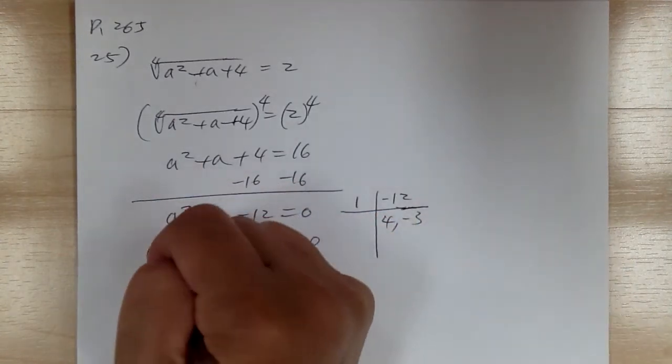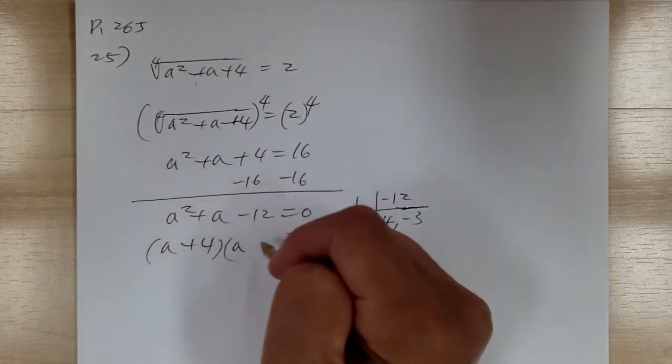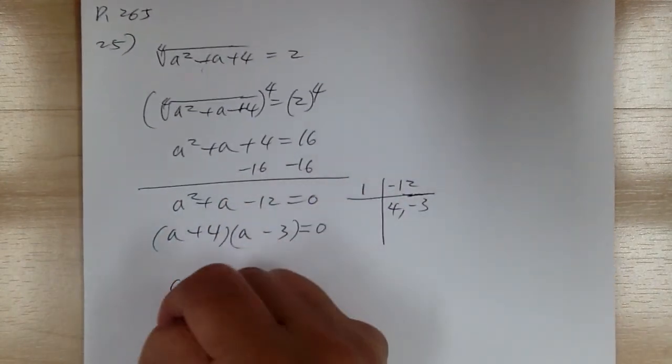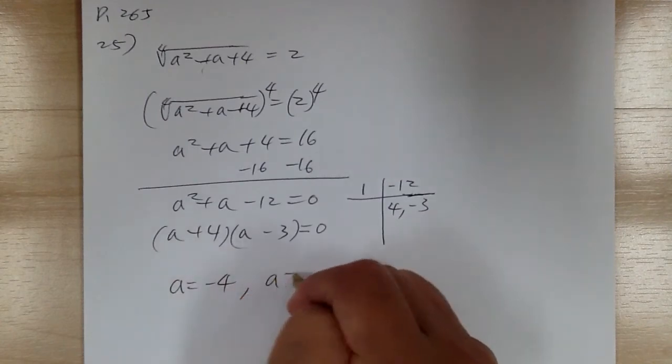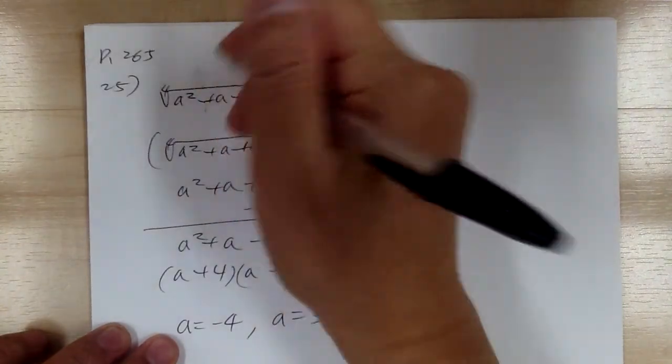Okay, so break down the a. That's the first time to get a squared. Then this one you get plus 4 minus 3. So you're going to get a equal to negative 4, a equal to 3. Okay, so now let's go and check our answers. Put back in the original.